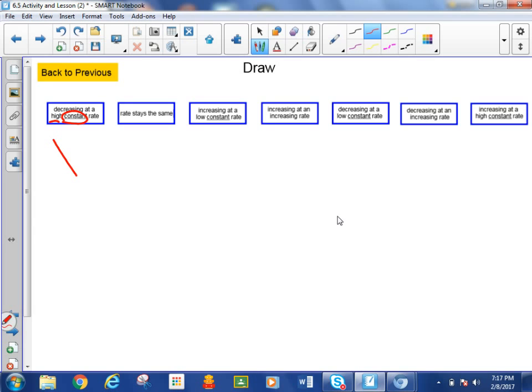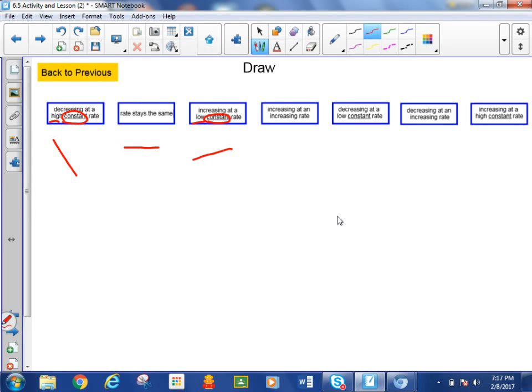Okay, rate stays the same. So if it stays the same, that's going to be a flat line. It's not changing at all. Increases at a low constant rate. So low would be a low slope, so not a very steep slope. And constant is going to be a straight line, so maybe something that looks like this.